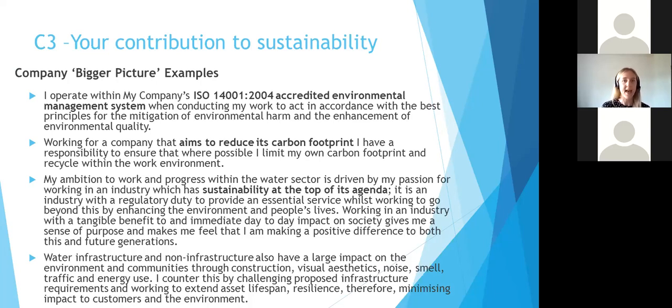Working for a company that aims to reduce its carbon footprint, I have a responsibility to ensure that where possible I limit my own carbon footprint and recycle within the work environment. So again, the aim of the company and then how the individual is working to meet that aim.